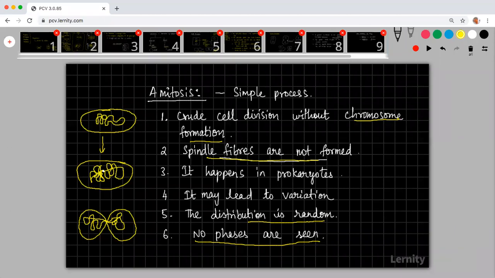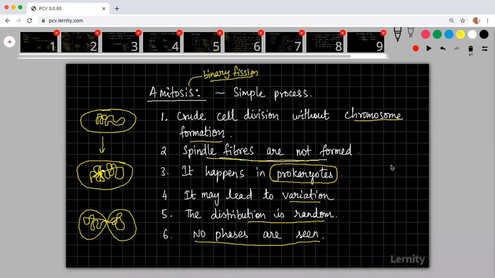So when it is all random, some amount of randomness is involved, so it need not be equal in both the cells. Whereas in case of mitosis, it is always equal. And where do you see amitosis? Amitosis is seen as a mode of reproduction in prokaryotes, which we commonly call binary fission. Okay, are you understanding?